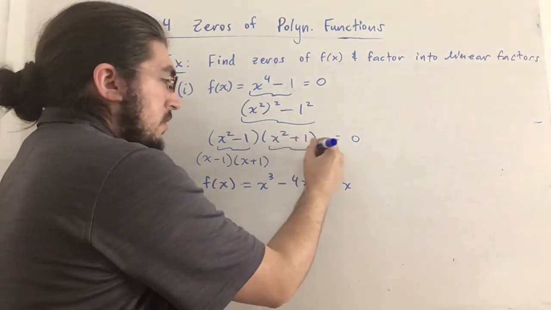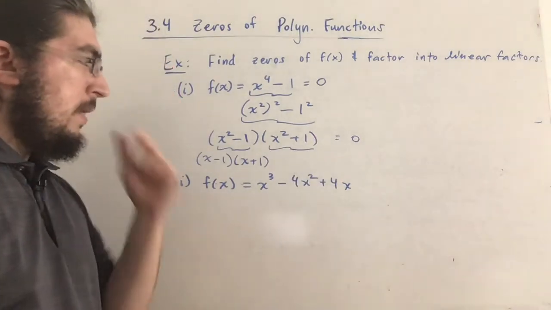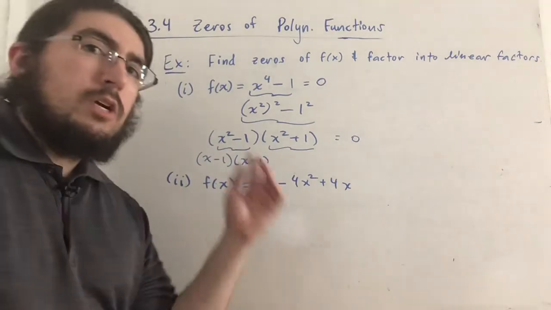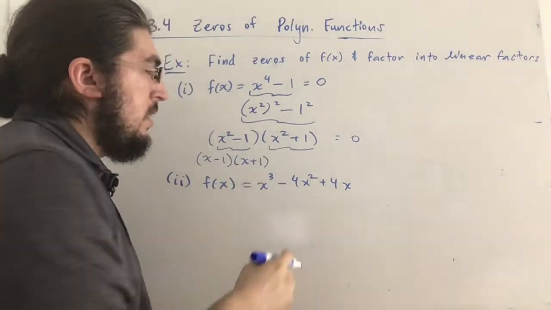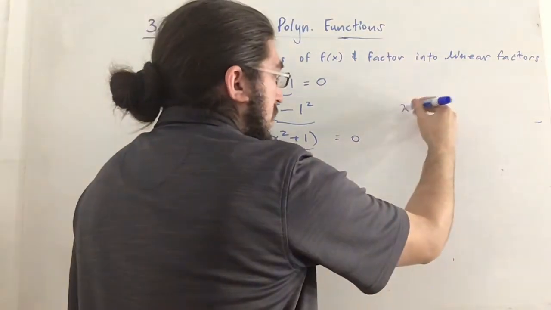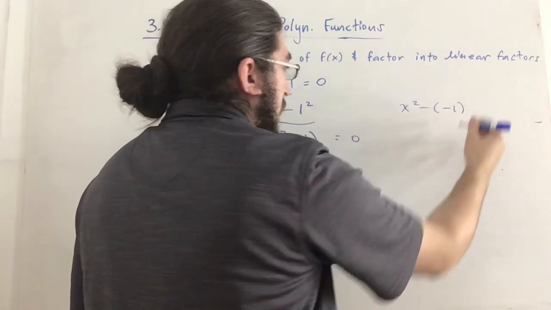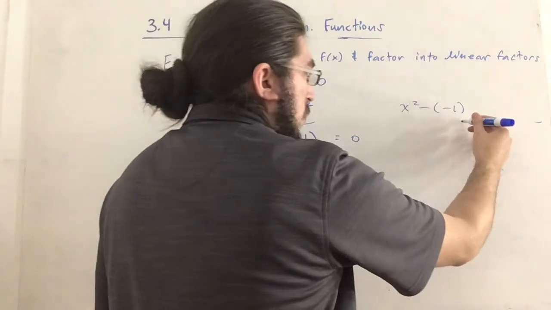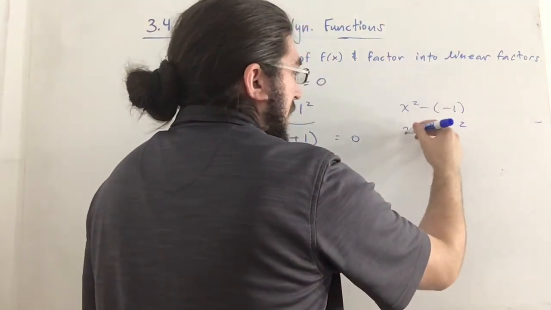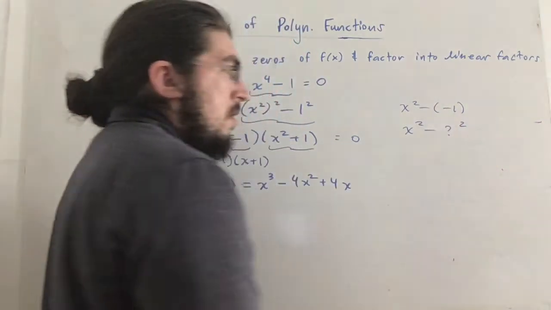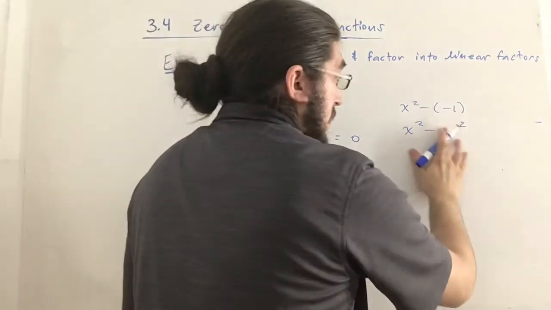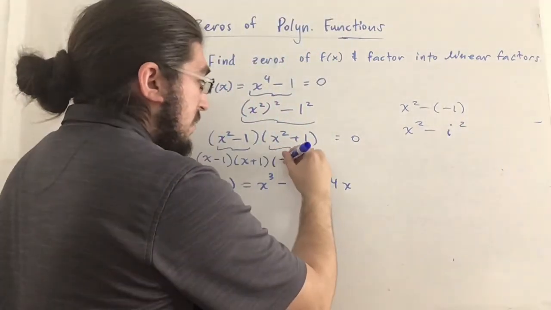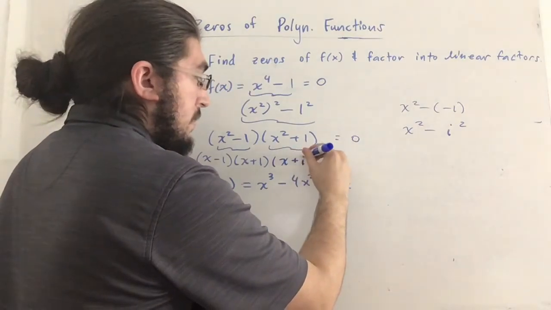When x squared plus 1 is 0, though, something funny happens. You could try to treat this as a difference of squares, but you'd have to treat it as x squared minus negative 1. And with that being said, you have to ask yourself, negative 1 is what number squared? x squared minus what squared? Well, i squared is negative 1, so this is going to be x squared minus i squared, meaning it indeed does factor as x plus i times x minus i.